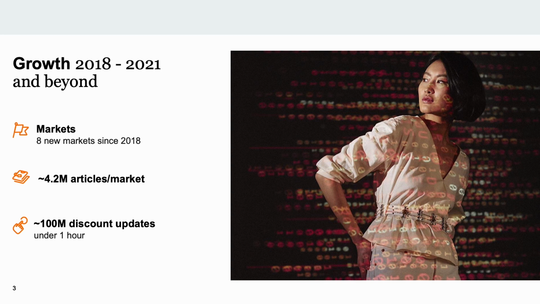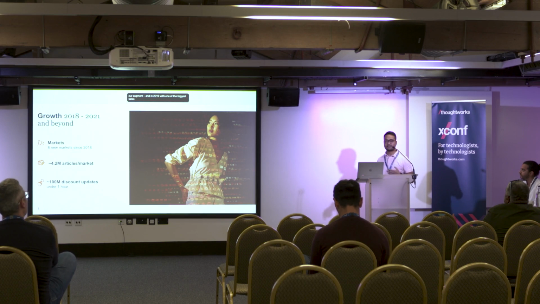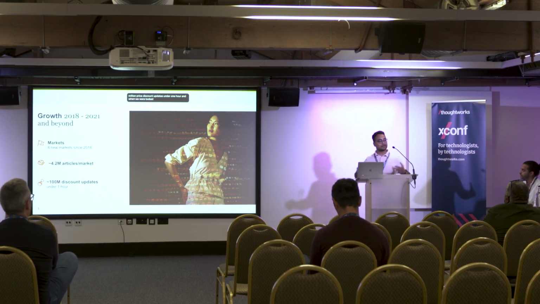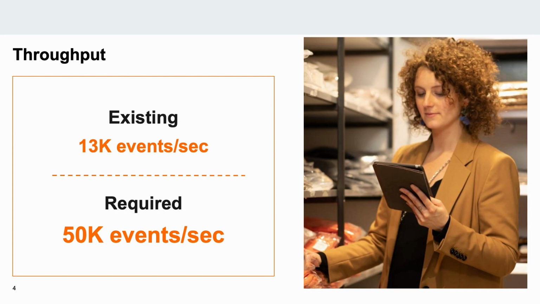And in 2019, with one of the biggest sales events, Cyber Week, we needed to process 100 million price discount updates under 1 hour. When we were load testing this and preparing our systems, we figured out that our systems could not produce that much throughput. The throughput for the old system was 13K events per second, and we required 50,000 events per second so that we could accommodate the Cyber Week needs.